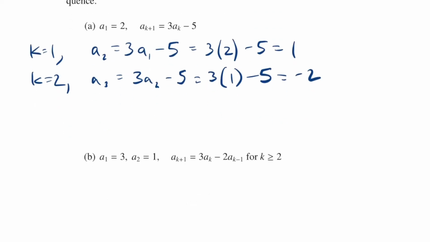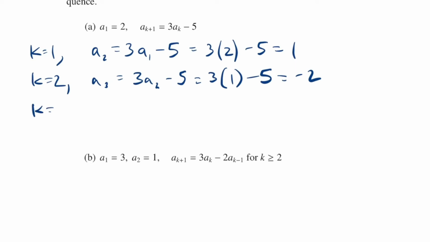And the pattern continues. Now we're going to say k is equal to 3. That's going to give us a sub 4 because 3 plus 1 is 4. So now we have 3 a sub 3 minus 5, which is 3 times the previous answer, which is negative 2, minus 5, is equal to negative 11.